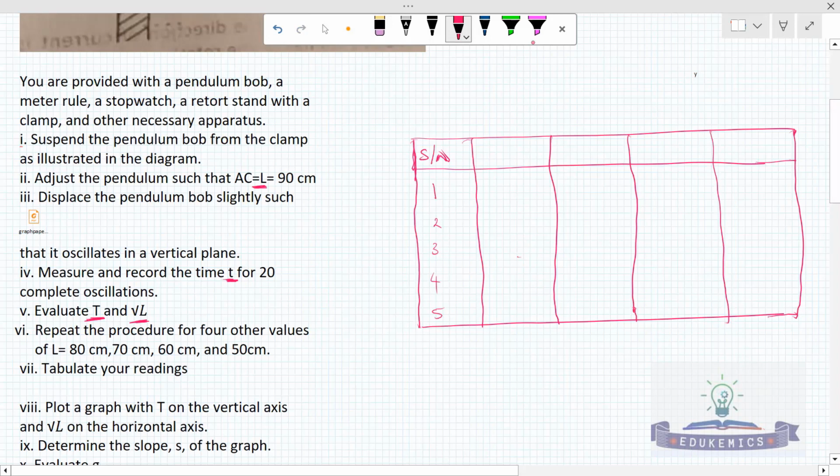Now, remember from our last video, you have to name it correctly. L first, and what is the unit? They are given in centimeter, put it in bracket. Small t is in second. Then we have capital T, which is the small t divided by 20, since we have 20 oscillations, and the unit is in seconds. And then finally, we have the square root of L. The unit is centimeter to the power of half.